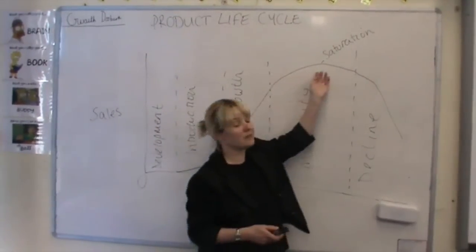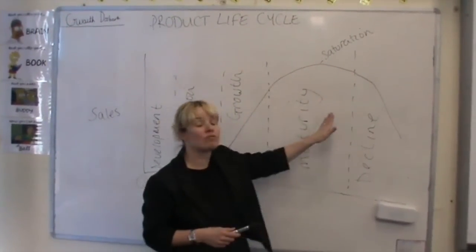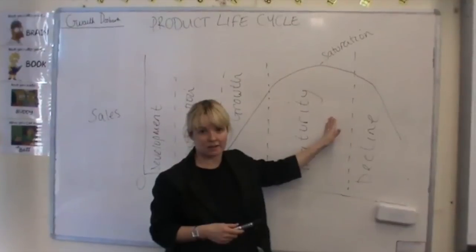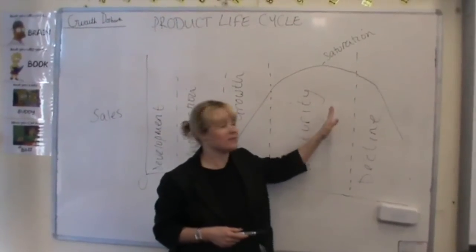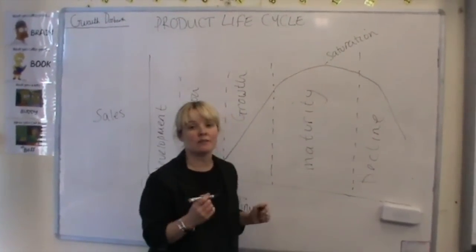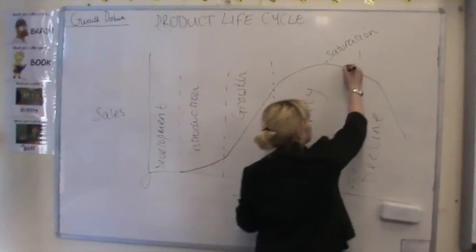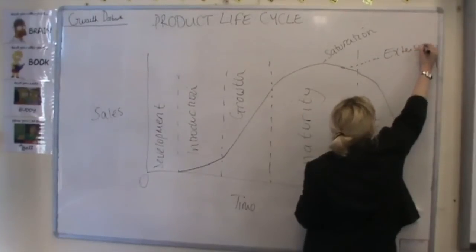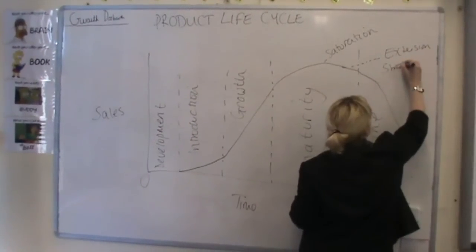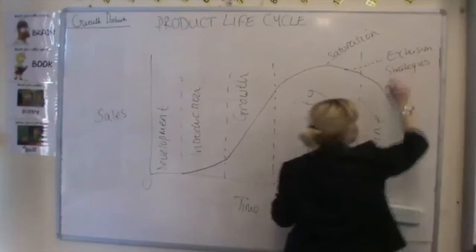Okay? Now, what a business will try and do, this is where your profit is going to be at the highest. So businesses don't want to lose the profit, they don't want to get out of maturity and end up in decline, so they will develop extension strategies in order to try and get the sales to actually go up again. And there are several extension strategies that a business could use.